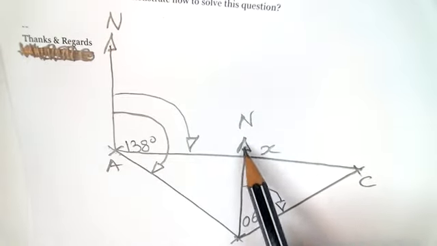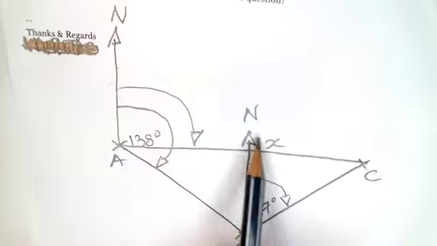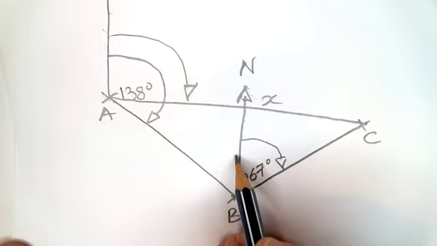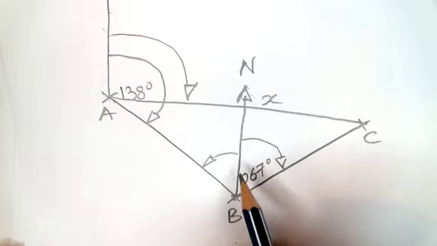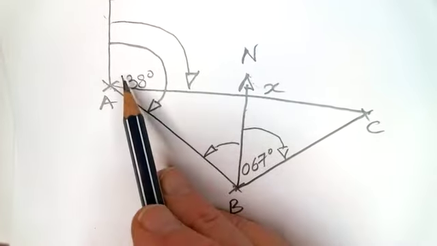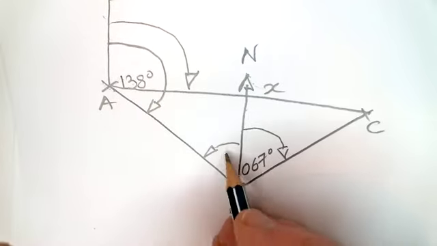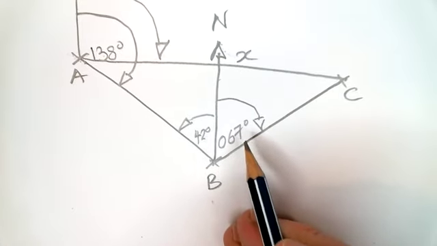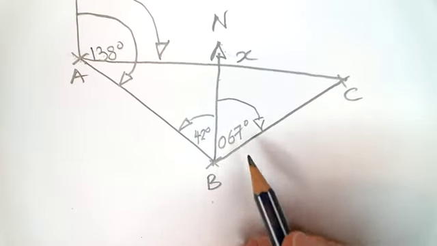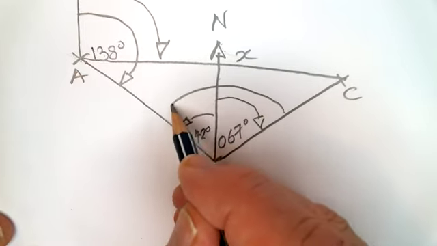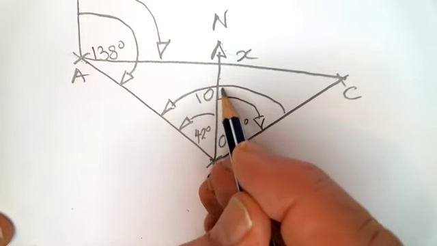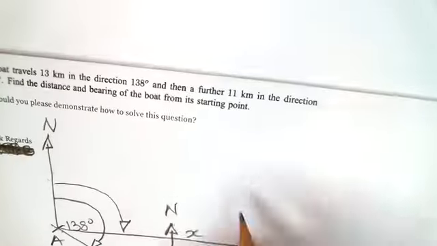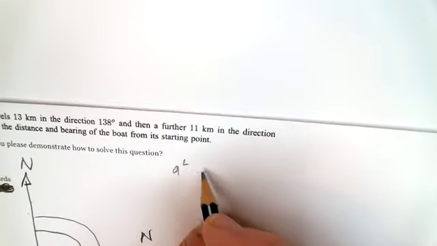We know that these two lines here, the two northerly lines, must be parallel. So this is going to be 138. So this angle here must be 180 minus 138, which is going to be 42 degrees. So there it is, that's 42 degrees. And this is 67 degrees, and 42 and 67, so the whole angle here is 109 degrees.